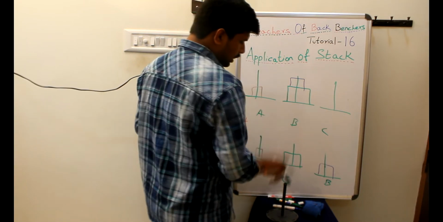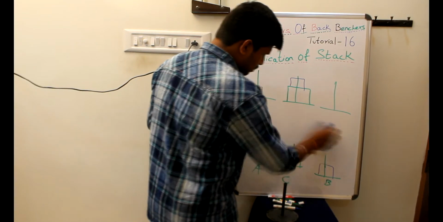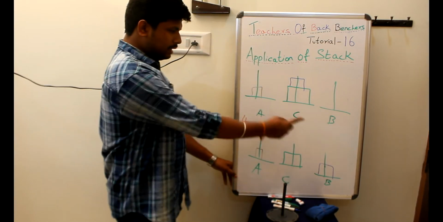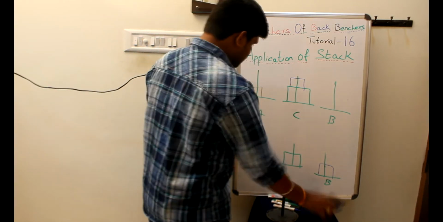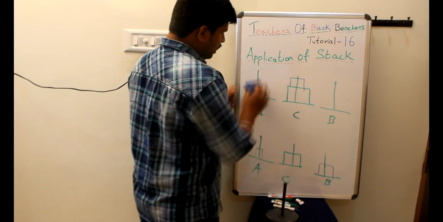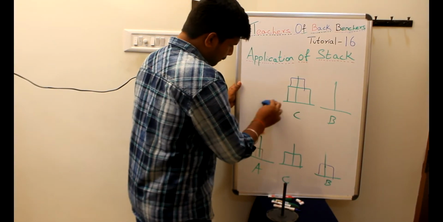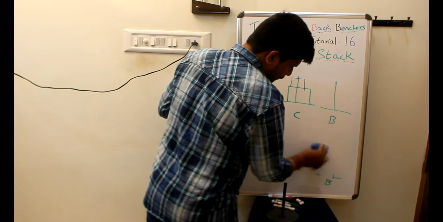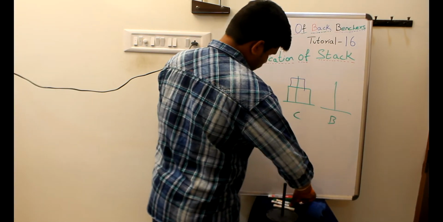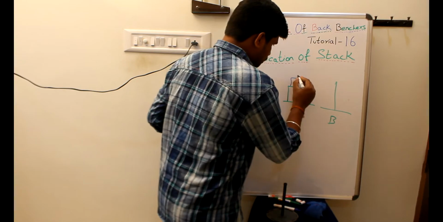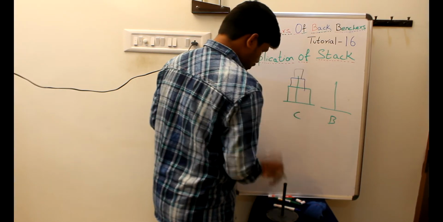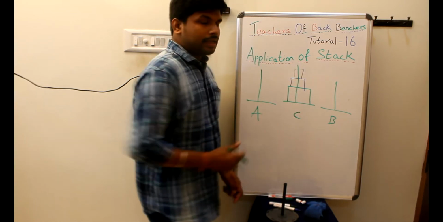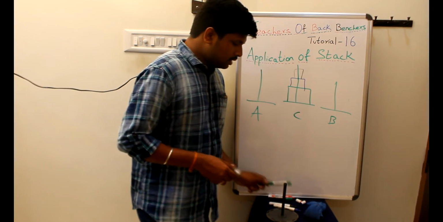So now we are having C with the largest disk. I'm sorry, this is C and this is B, right? This is C and this is B. So A, C, B. So far this is confirmed. In the next step, we are bringing back the smallest disk to C.